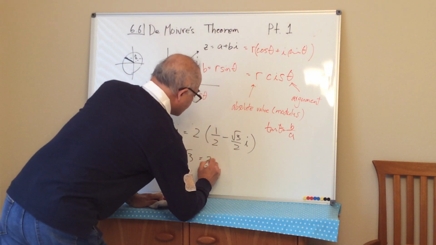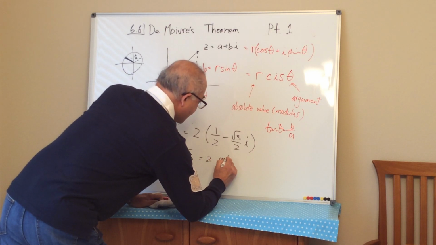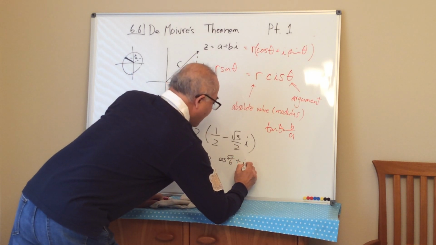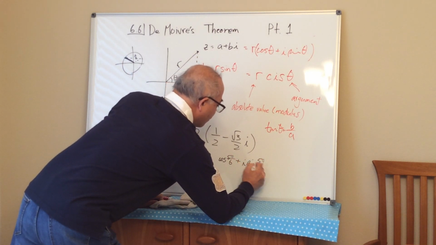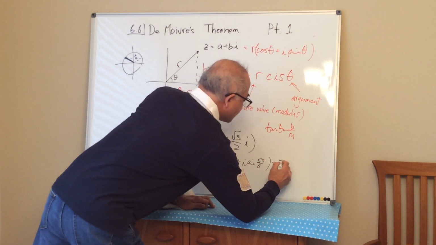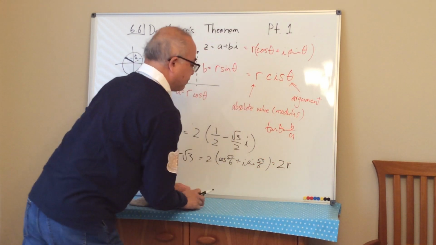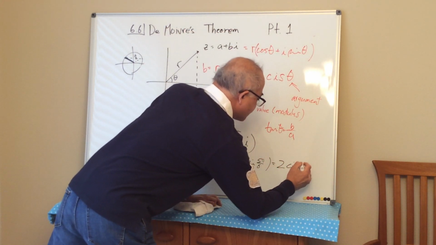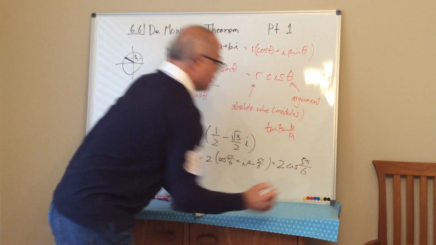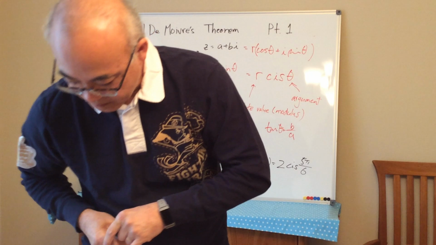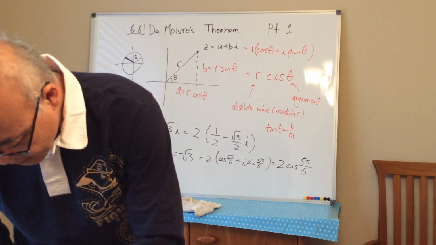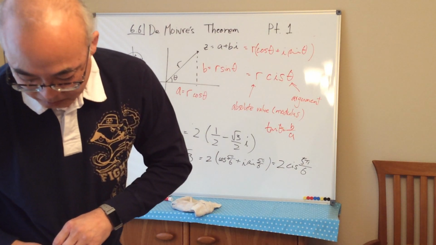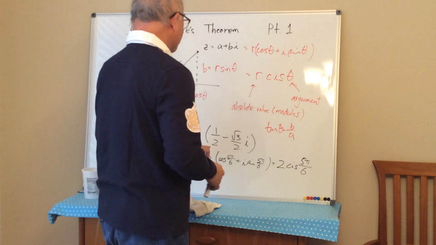So this is going to be equal to 2 cosine 5 pi over 6 plus i sine 5 pi over 6. In other words, the same as 2 CIS 5 pi over 6. It says 5 pi over 3. Why am I at 5 pi over 3? This is cosine, so cosine is positive.